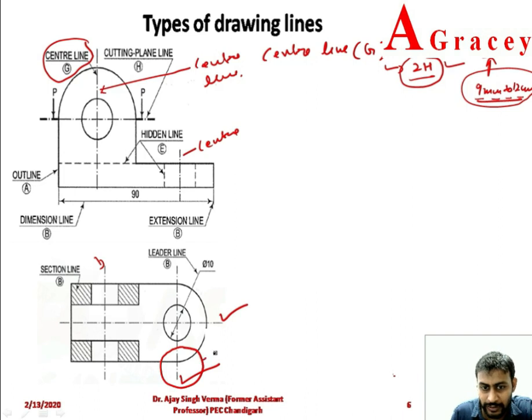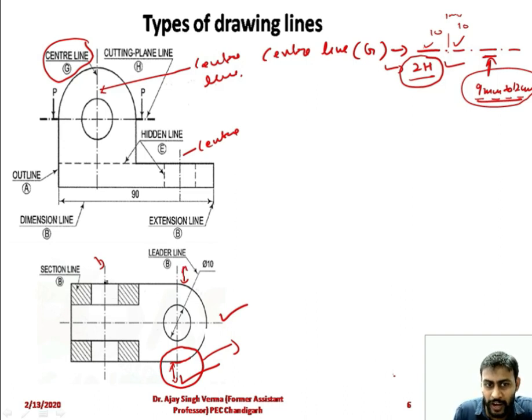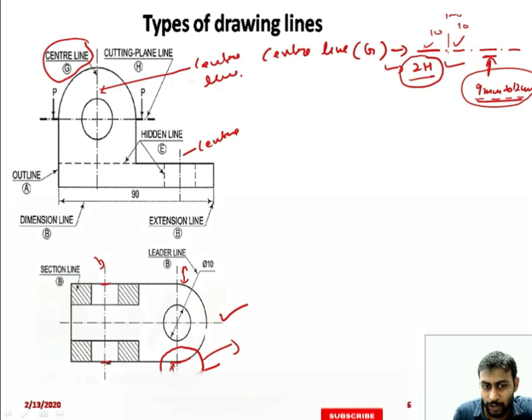I have circled this. Here you can see that from the outer line, the center line is just a part away. So this is a correct representation. When we plot a center line, the center line should extend a little beyond the outer line, the visible line. You can say these are the visible lines, or the outer lines.